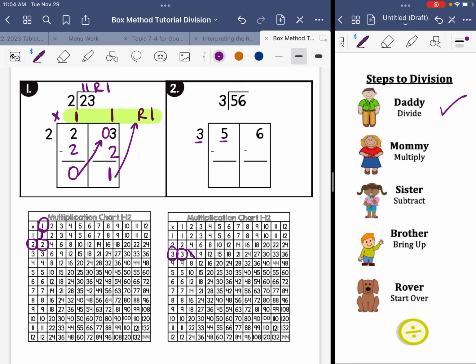It's smaller than 5. And it's the closest one to 5, which is how many groups? 1. So you're going to put 1 on top. We just did daddy divide. Now it's time for mommy multiply. 1 times 3 is 3. Sister subtract. 5 minus 3 is 2. Brother bring up the 2. Now we have 26. So we're going to do Rover start over.